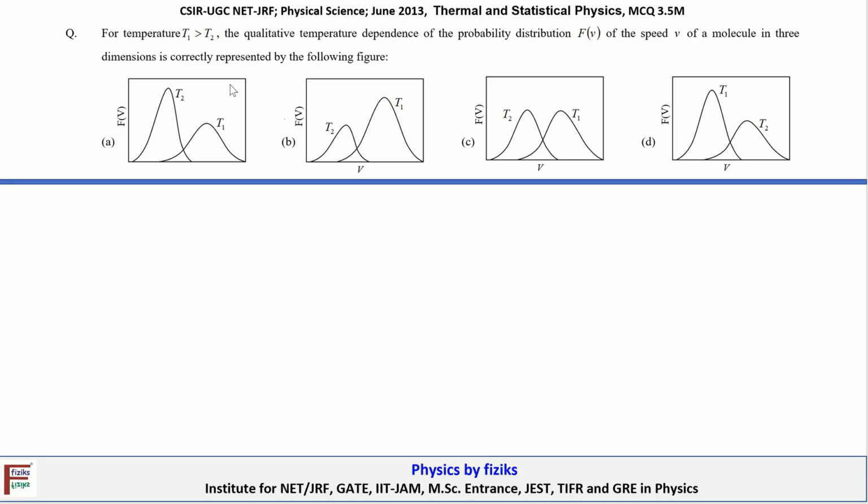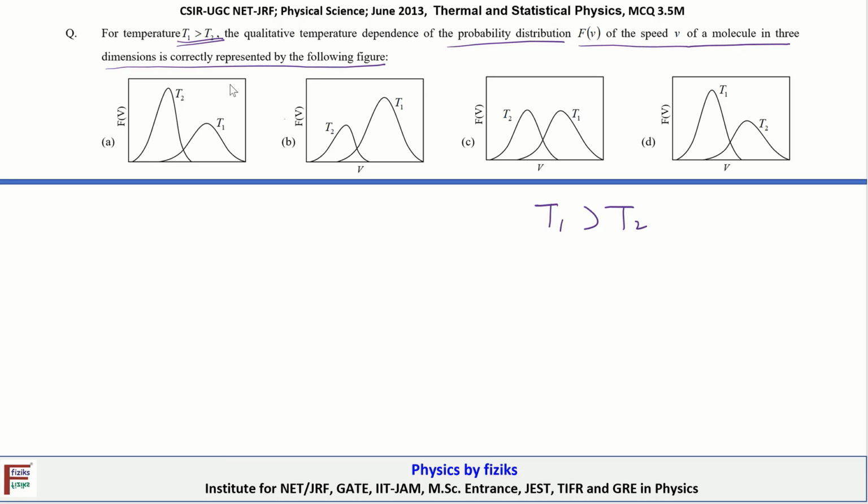So let's continue with the next problem. Here the statement is: for temperature T1 larger than T2. So we are given that temperature T1 is greater than T2. The qualitative temperature dependence of the probability distribution Fv of the speed v of a molecule in 3 dimensions is correctly represented by the following figure.